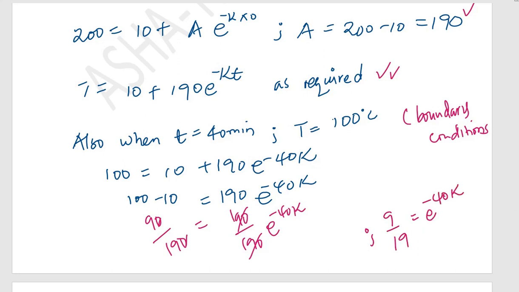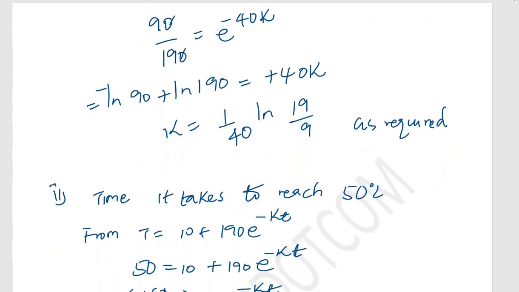So let us proceed and see what happens. For us to solve that, to remove this exponential, we can take ln of both sides. So if we take natural logarithms of both sides, I will have ln of 9 out of 19 is equal to negative 40k, because ln is a logarithm base e of e to the power negative 40k. So using the laws of logarithms, it will bring negative 40k this side.